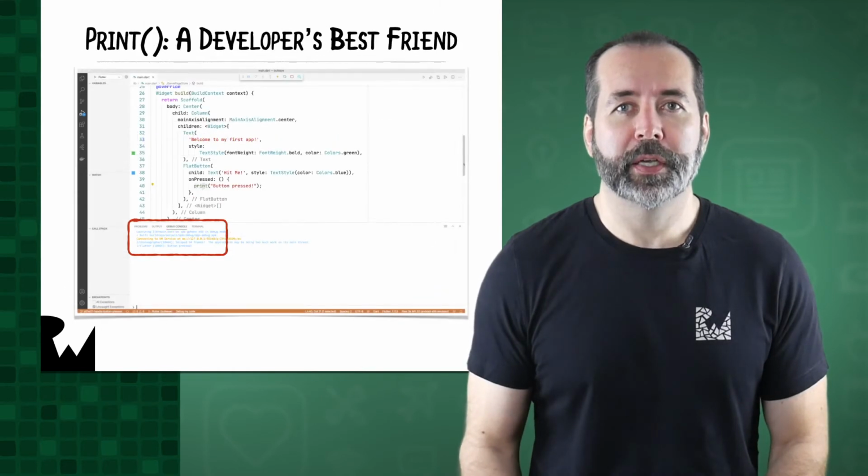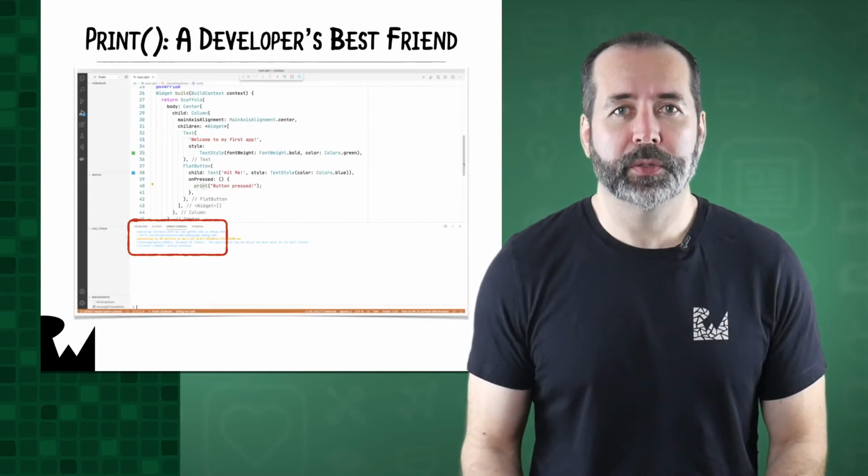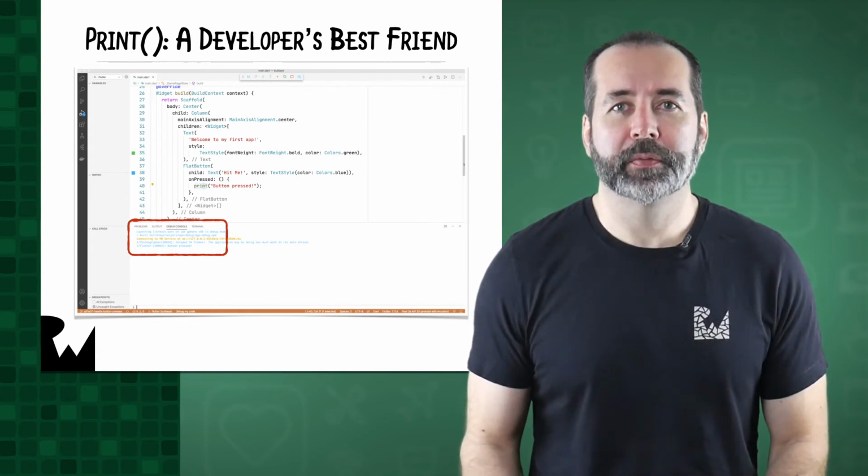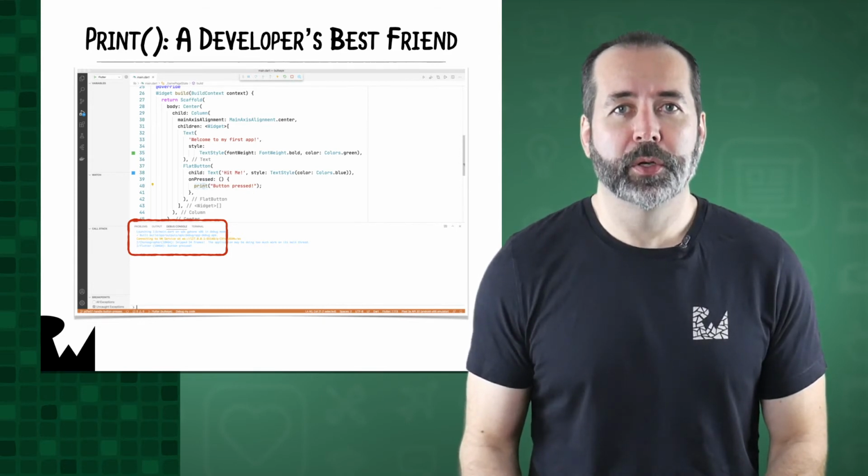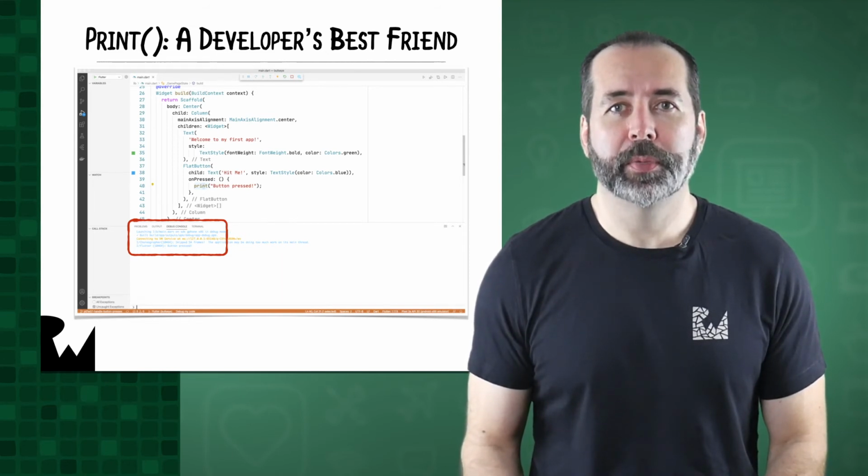The print function takes some text and then prints it to the console, which is the pane in the lower right of VS Code that we saw earlier. You can think of print as a developer's best friend. It's very useful as a debugging tool, which means its purpose is to help you figure out what's going on in your program and to find the cause of any bugs you may have.